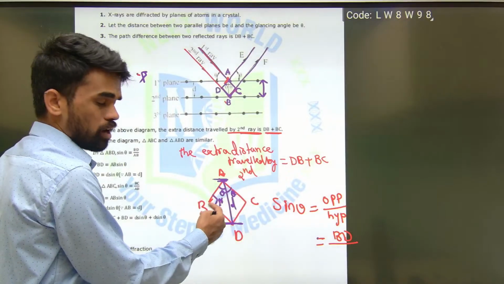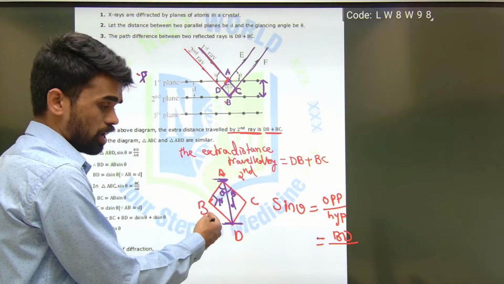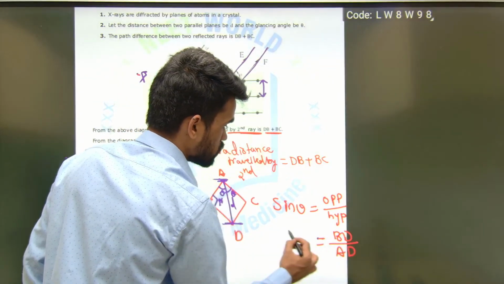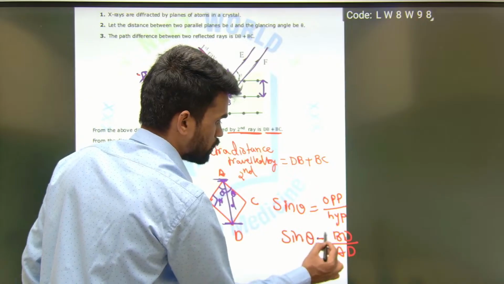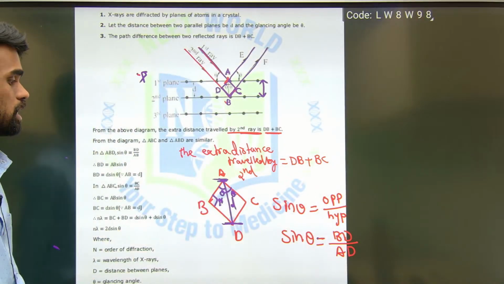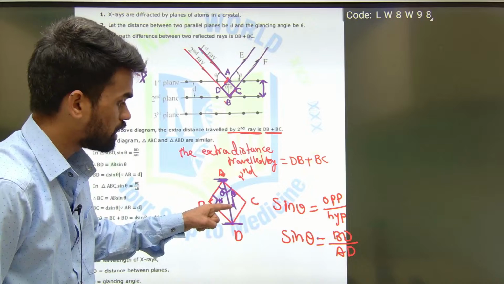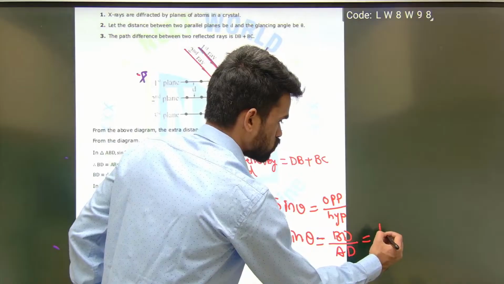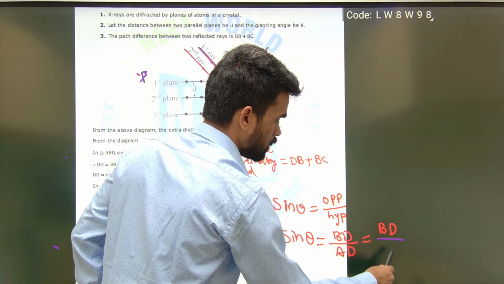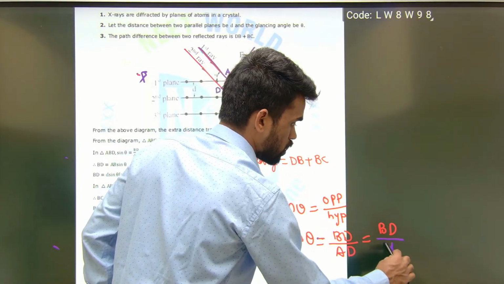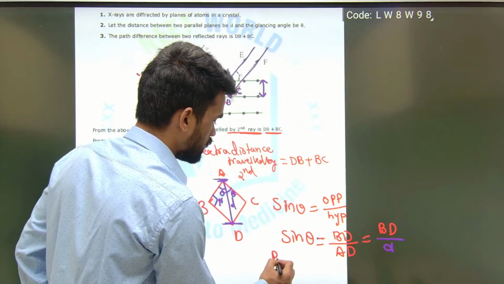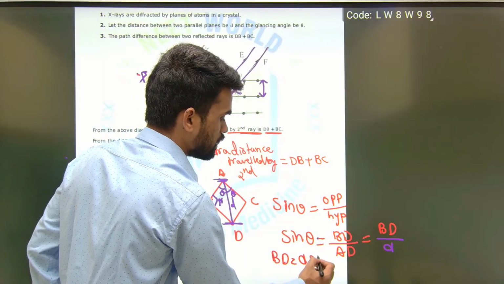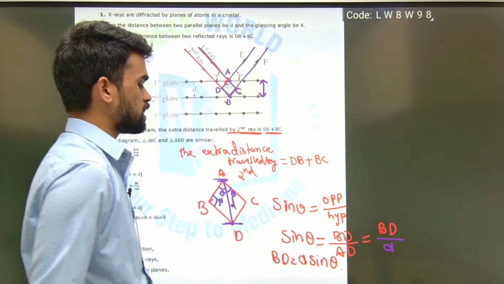And what can we consider the hypotenuse? This line. So what is that? It is AD. Okay, so sin theta equals BD by AD, you can say. Now what is this AD value? This is the interplanar distance. Now how much is it? D. So the AD value is given as D. So sin theta equals BD by AD, and AD is D. So I can send this D here, and it becomes BD equals D sin theta, right? So D sin theta.